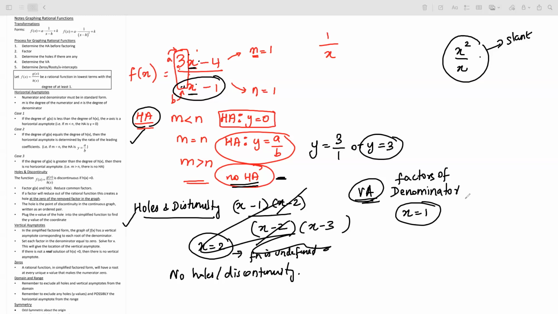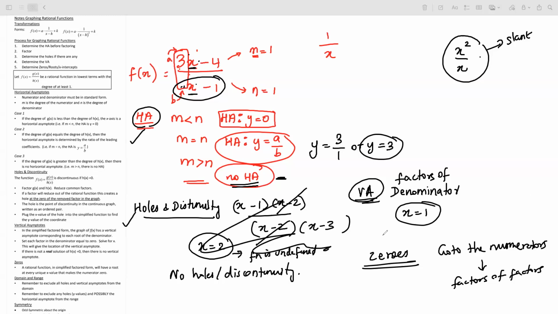Now, how do you know that the graph crosses the x-axis? How do you find the zeros? Zeros are the places where the graph crosses the x-axis. Go to the numerator and check the factors of the numerator. Make sense?